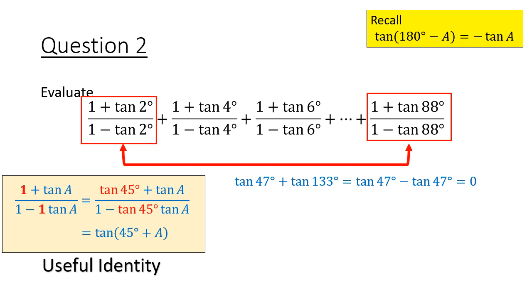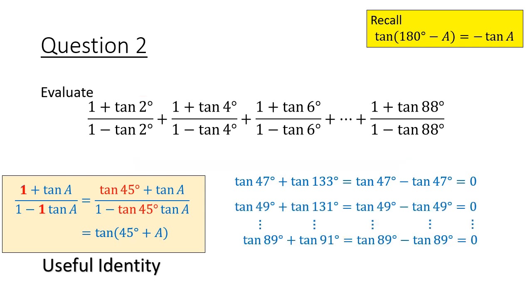Now this will work for all the supplementary angle pairs. And if we add all the zeros together, we're obviously going to get 0. So the final answer is 0.